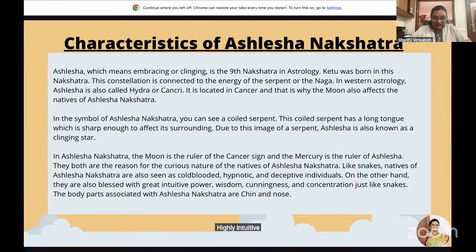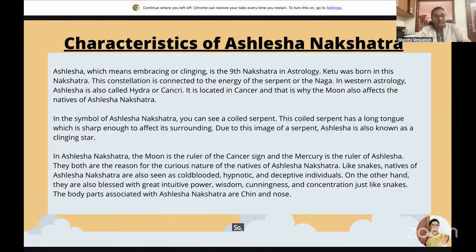Highly intuitive. These people are highly intuitive because Ashlesha people have a strong sense of what others are thinking or feeling, even if nobody tells anything. Even if nobody is talking, these people are so intuitive, they can sense what the other person is feeling or thinking. And very observant. They observe even the smallest detail by your body language or by some subtle changes in your face. They can easily understand what you're thinking or what you're feeling. Others might miss, but these people are very, very observant.